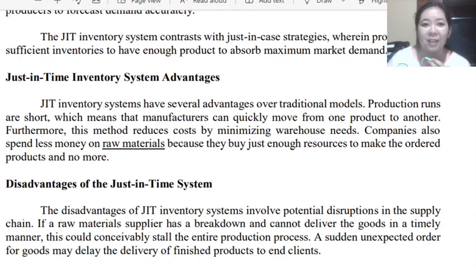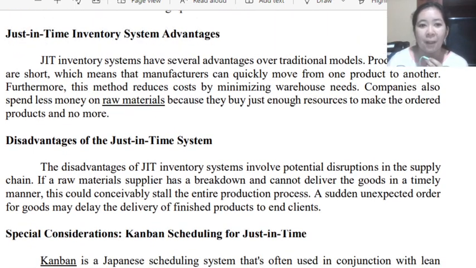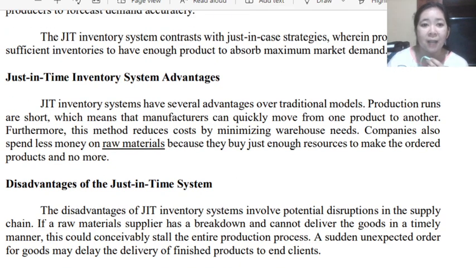So what are the advantages of the just-in-time inventory system? Basically, production runs are short, which means that manufacturers can quickly move from one product to another. This method will also reduce cost by minimizing warehouse needs. The companies also spend less money on raw materials because they only buy just enough resources to make the ordered products and no more. That is an advantage. What about the disadvantages of just-in-time?